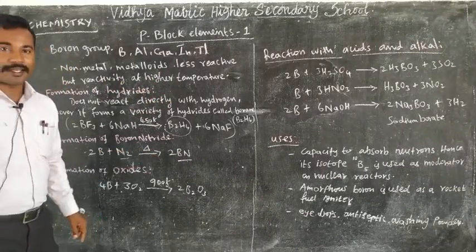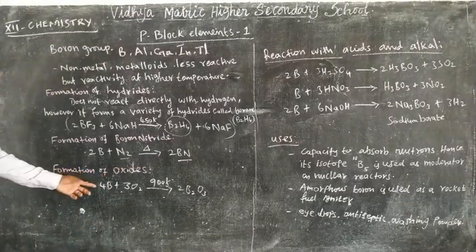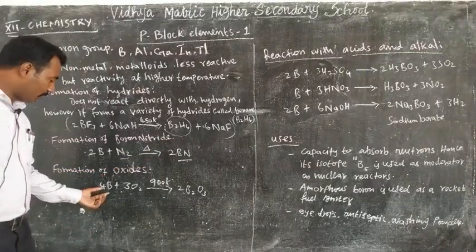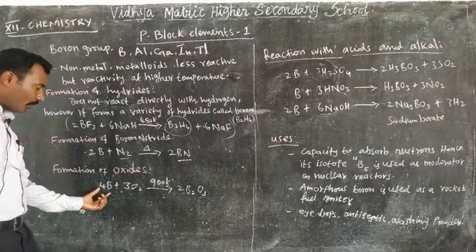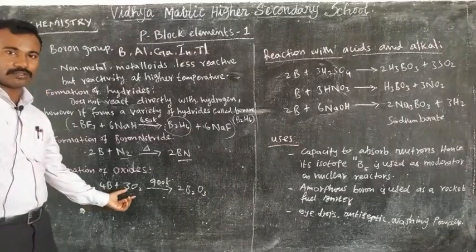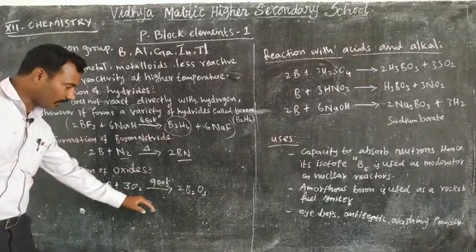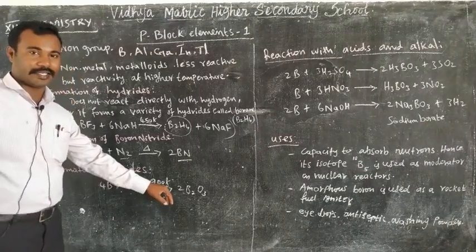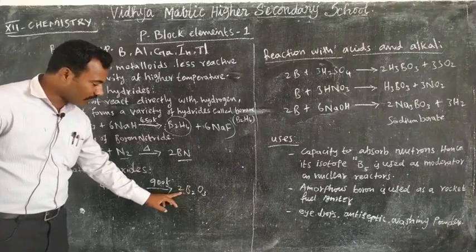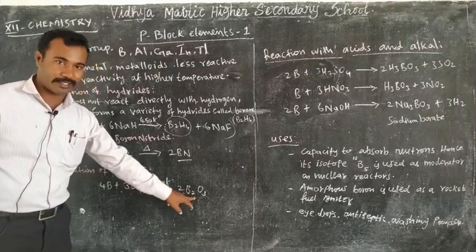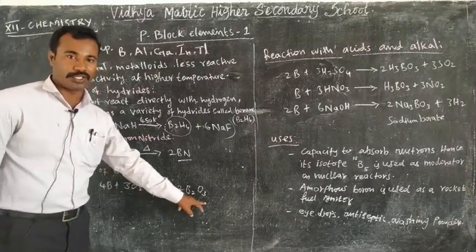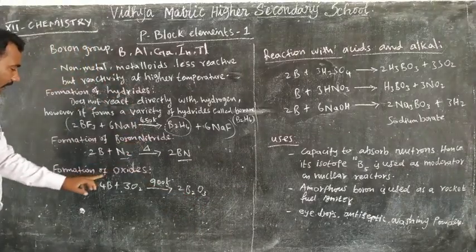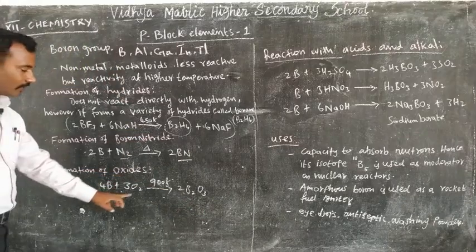Then the formation of oxides. Here boron reacts with oxygen at 900 Kelvin to form its oxide, boric oxide, B2O3. So here we have the formation of boron nitride and oxides.